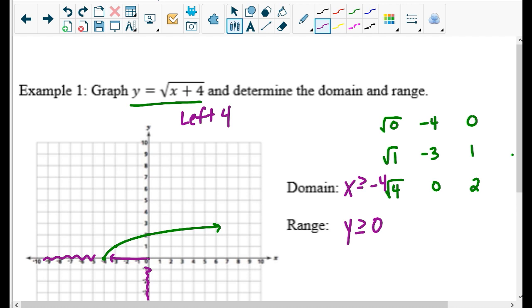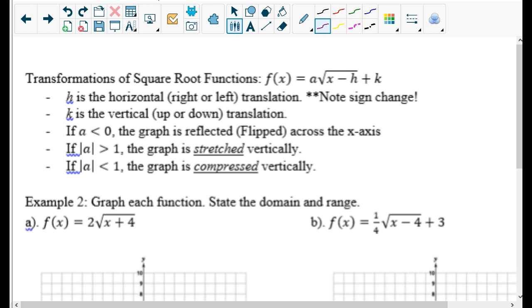Okay, so let's take a look here at some rules. Just like before with our x squares, our quadratics, and our absolute value functions, we have this kind of a guide. Anything inside the radical sign is going left or right. Remember, it's opposite. Anything on the outside, where this k is, is going to go up or down. The number in front being multiplied is going to be a stretch or compress. If it's a negative out front, we're going to flip it across the x-axis.